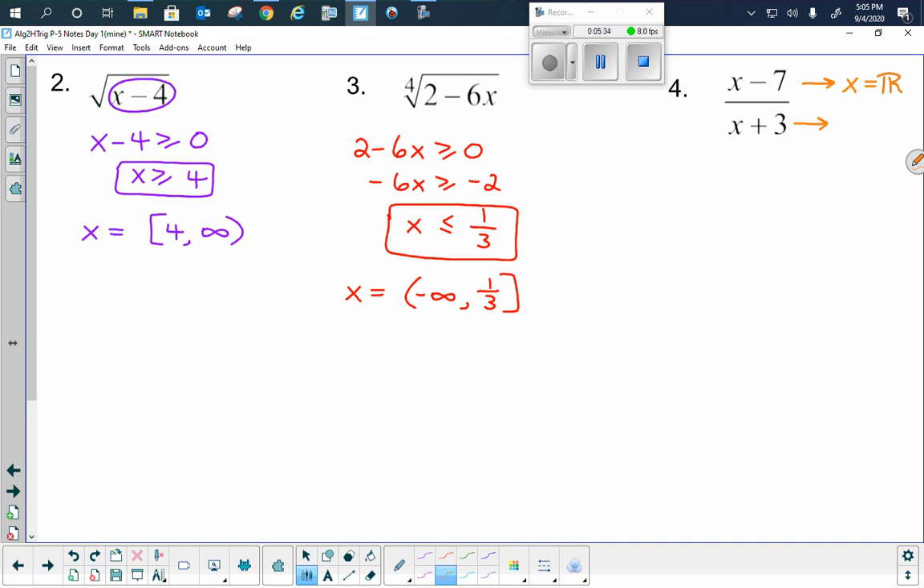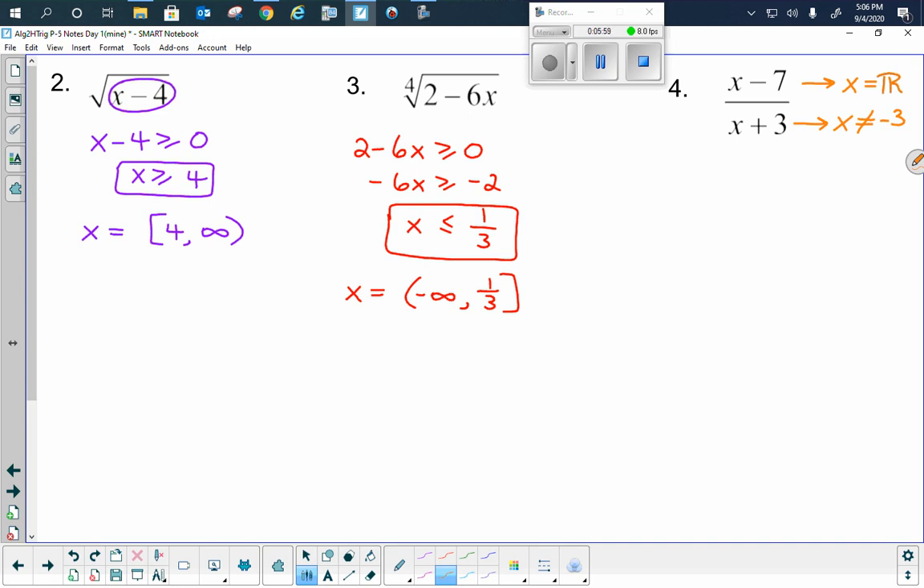However, let's add the fact that it's in a denominator. Okay, I'm allowed to plug in anything for x except what makes that denominator equal to 0. I cannot divide by 0. So I think you guys will see that x cannot equal, right? There's your symbol. x cannot equal negative 3, implying it can equal anything else.